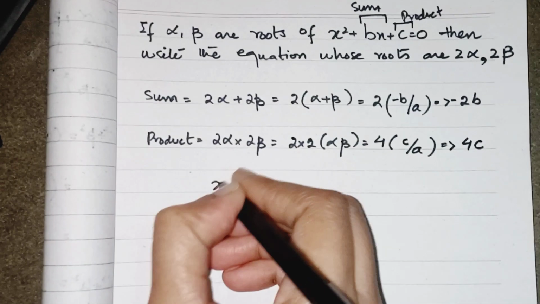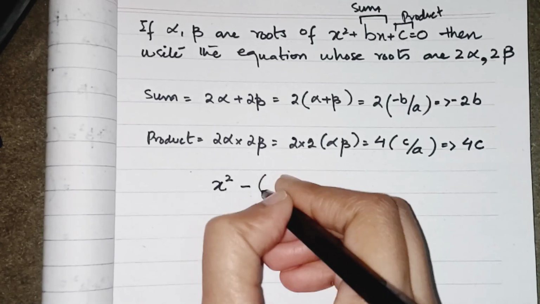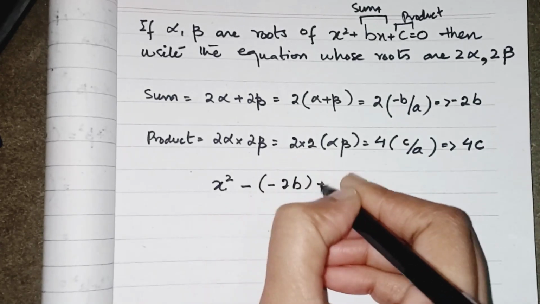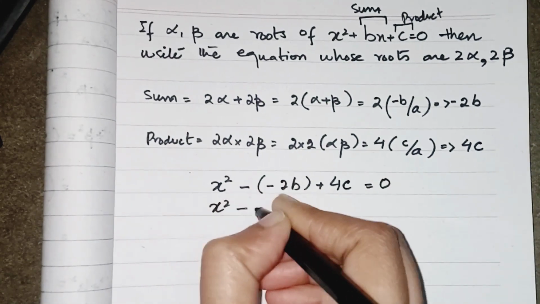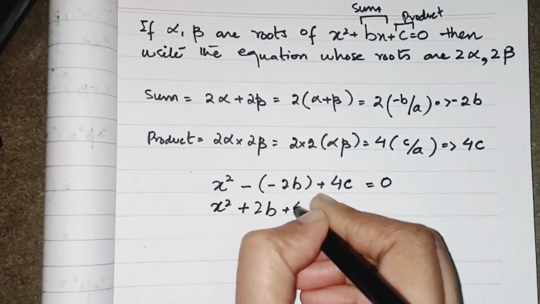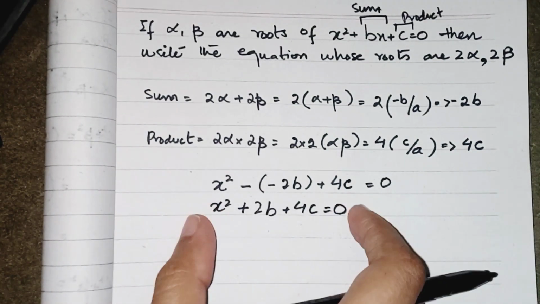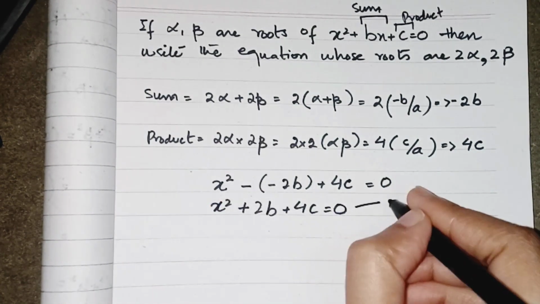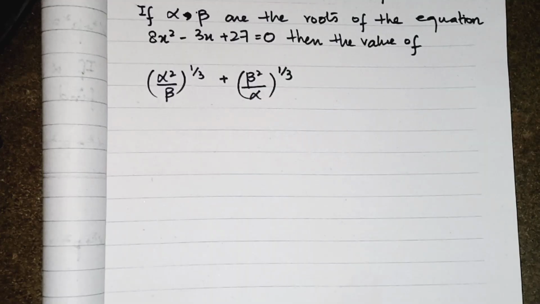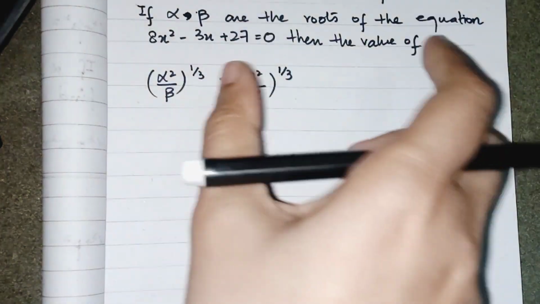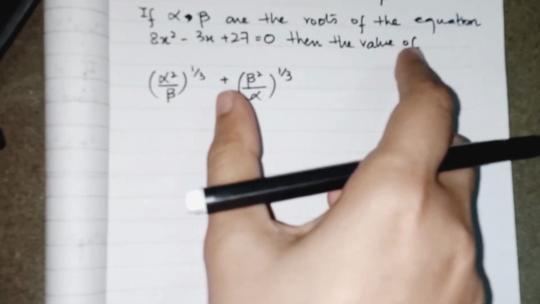So we can write our equation as x square minus (minus 2b) x plus 4c equals 0, which will be x square plus 2b x plus 4c equals 0. Now this one is the equation whose roots are 2 alpha and 2 beta. Now if we see this question, it seems much more difficult, but it is easier because we learned the basics.